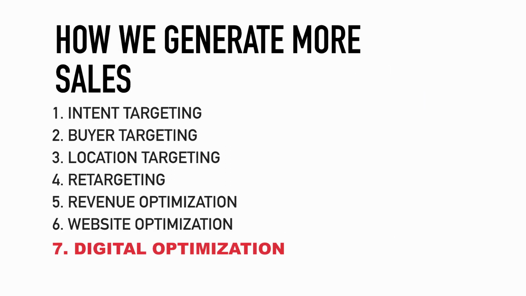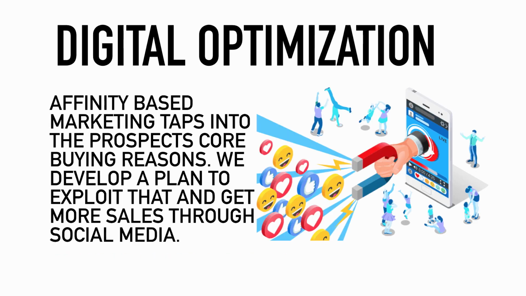So how do we generate more sales through digital optimization? And this is one of the most powerful things that you can do in your business. And it's through affinity-based marketing, which actually taps into the prospect's core buying reasons. And what we do is we develop a plan to exploit that and get more sales through social media. And we do it through a formula.